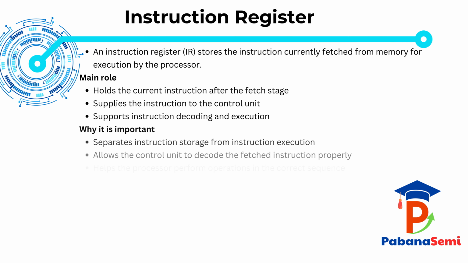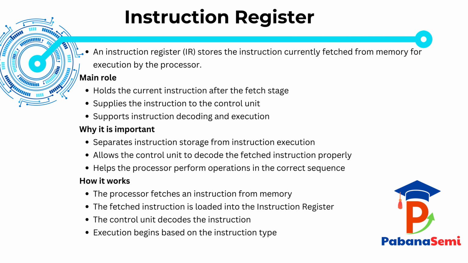This slide explains the instruction register, also called the IR. The instruction register stores the instruction that has been fetched from memory and is ready to be executed by the processor. After the processor fetches an instruction, it is placed in the instruction register. The control unit then reads this instruction and decodes it to determine the required operation.